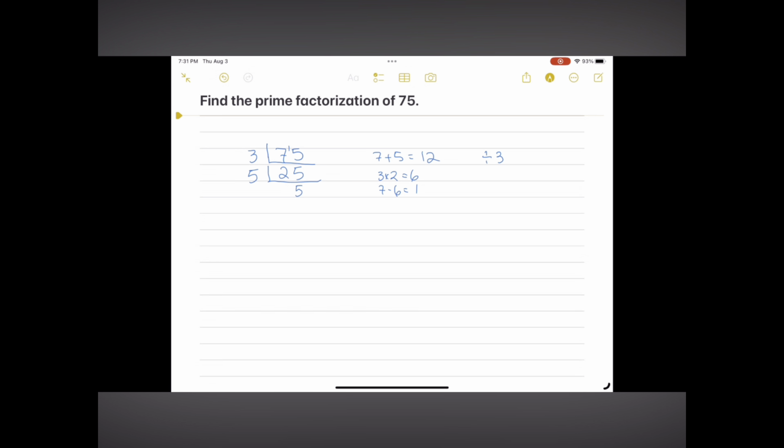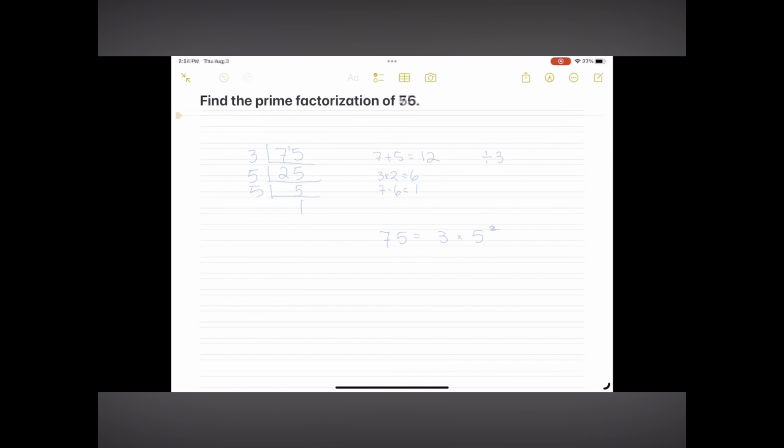5 goes into 25 5 times. And now we've factored out 75 to its prime factors: 3 times 5 times 5, or 3 times 5 squared.